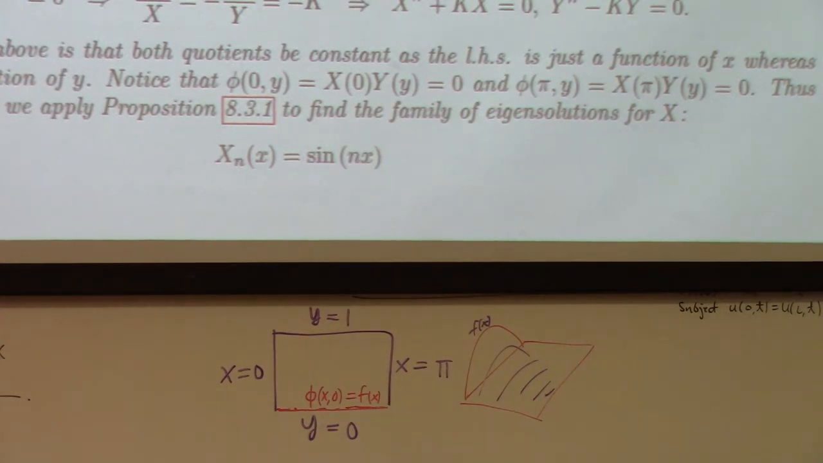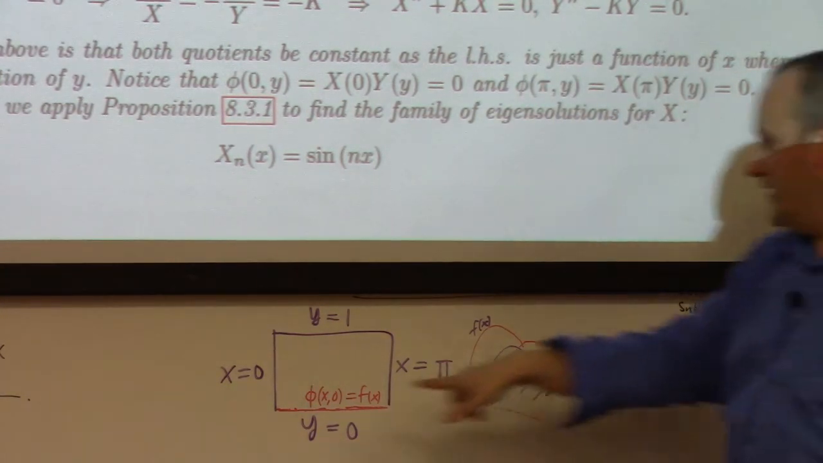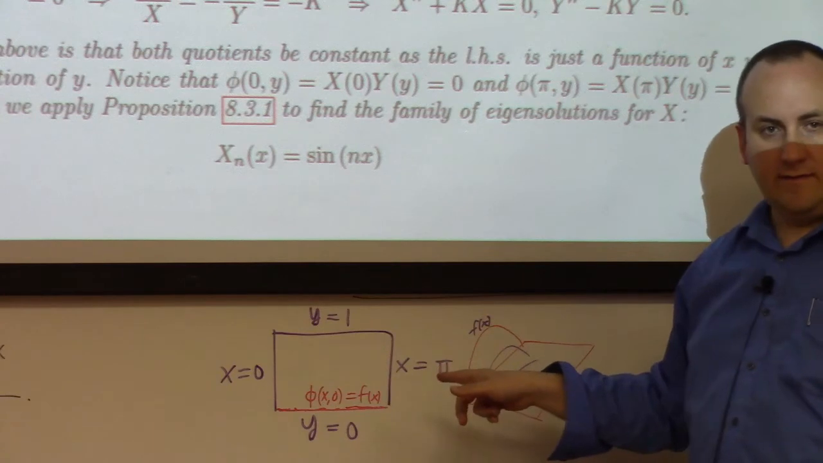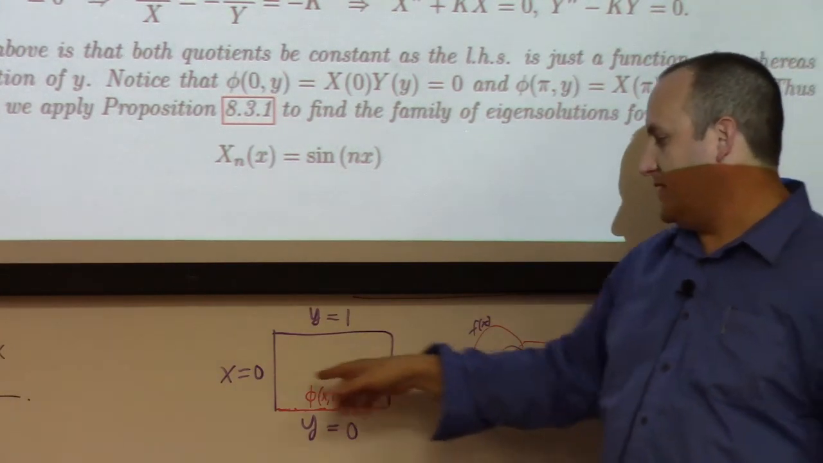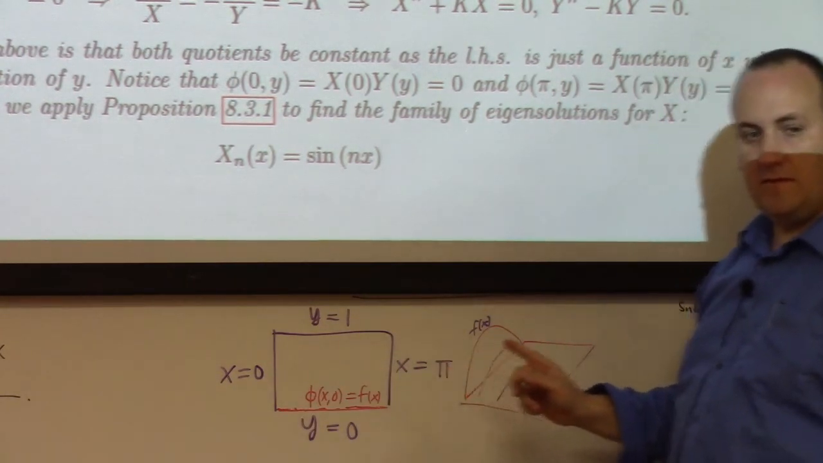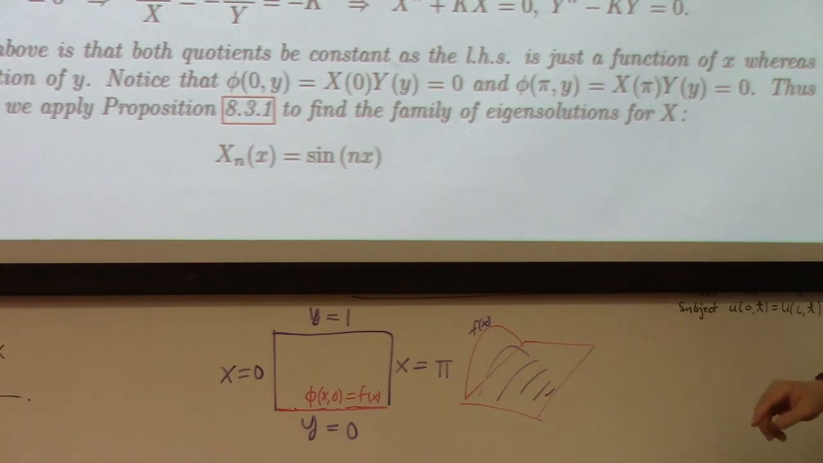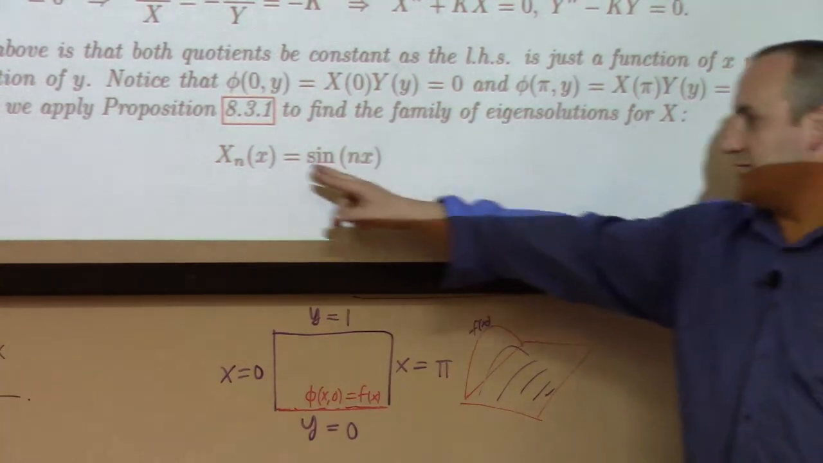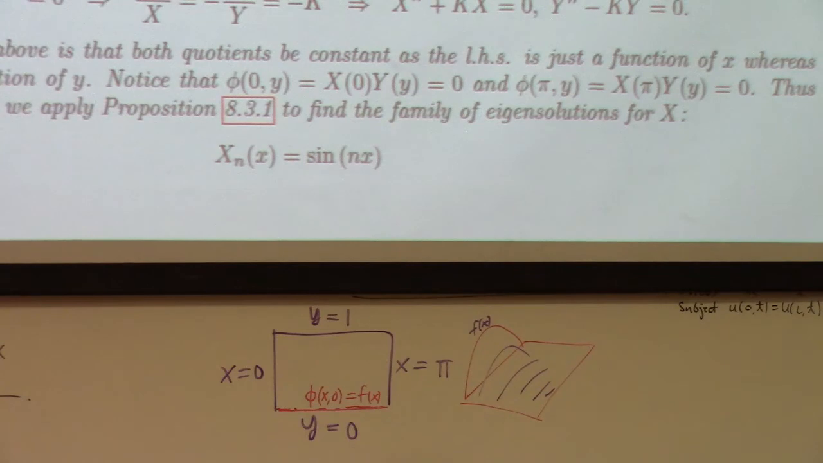All right, so separate variables. Then you face this. We have 0 here and here. That forces me to use sine for x. By part 1 of the first proposition of this chapter, we get X sub n equals sine nx. There's no pi because L is equal to pi, so the n pi over L became n.